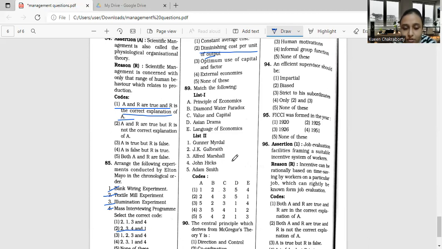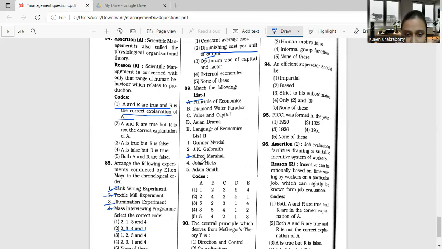Okay, so then I can say that A, that is principle of economics, will be... sorry, yes, principle of economics will be Alfred Marshall, right? Principle of economics tallies with Alfred Marshall. Next, moving on to diamond water paradox.